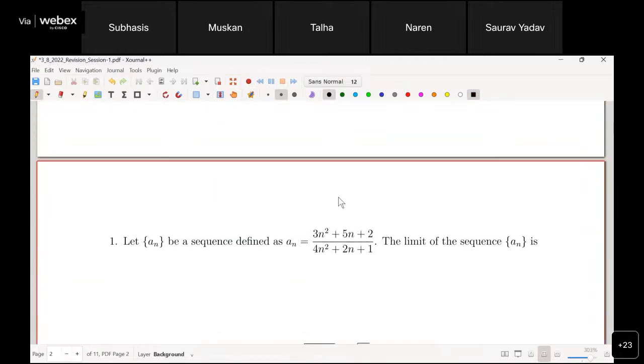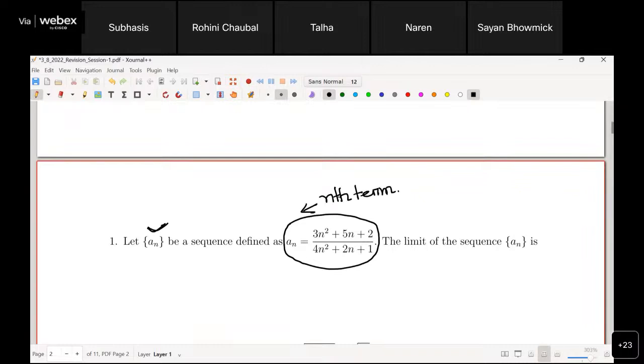Okay, so let me take this sequence. So this is my sequence, right? This is the nth term of my sequence, an. If you want, you can certainly write all the terms. For example, if you want the first term, a1, you just need to substitute n equal to 1 in this expression.